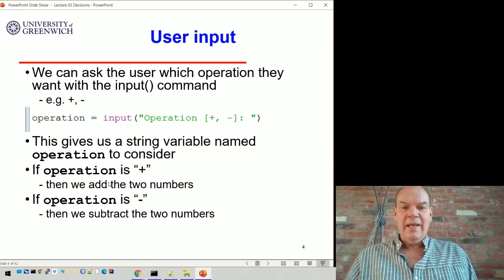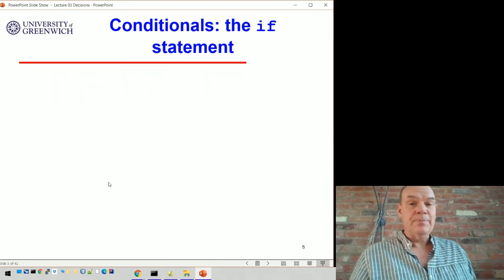Okay, I'm going to finish there, and then what we'll do next is look at the if statement and see how that works.